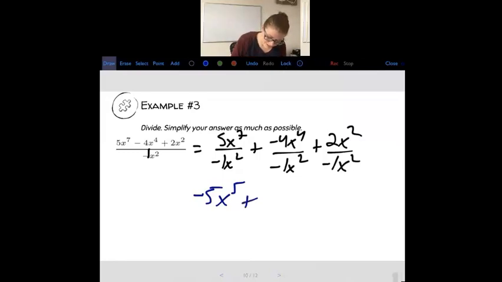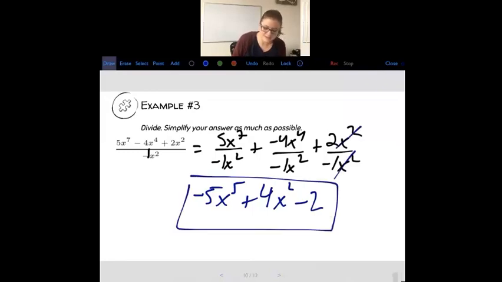Plus, negative 4 divided by negative 1 is a positive 4. X to the 4th over x squared is x squared. Not because 4 divided by 2 is 2, but because 4 minus 2 is 2. And then for this last one, 2 divided by negative 1 is negative 2. X squared and x squared cancel out. So just the negative 2 stays as a constant.